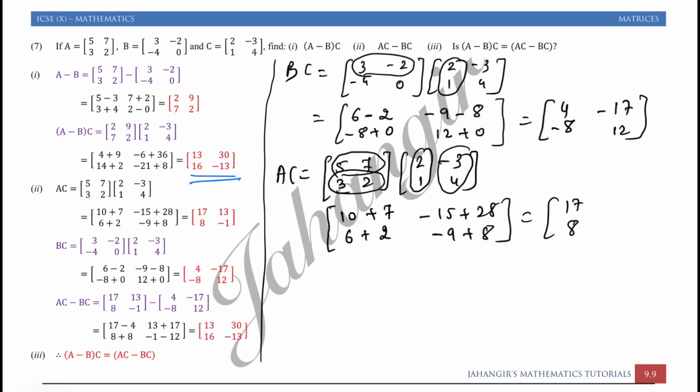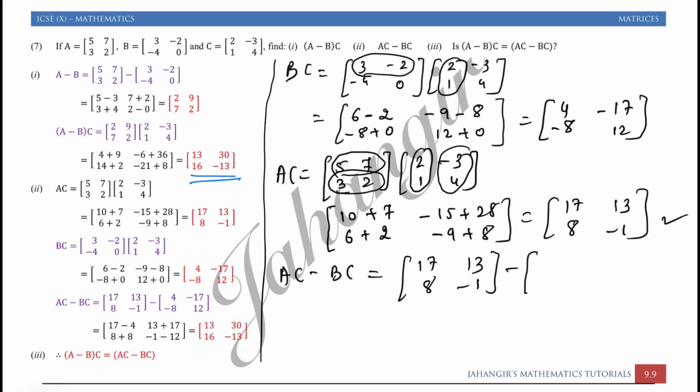6 plus 2 is 8. 28 minus 15 is 13. And minus 9 plus 8 is minus 1. So lastly, we have to subtract both of them: AC minus BC. So AC is 17, 8, 13, minus 1, this part, minus BC is 4, minus 8, minus 17, 12.